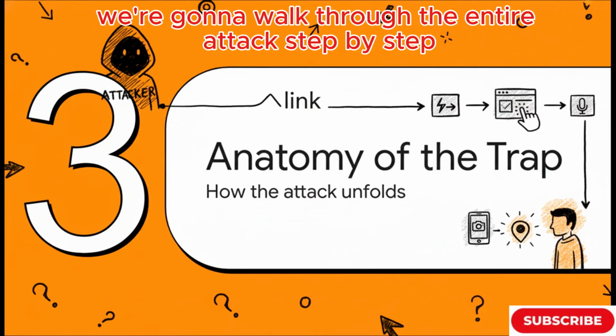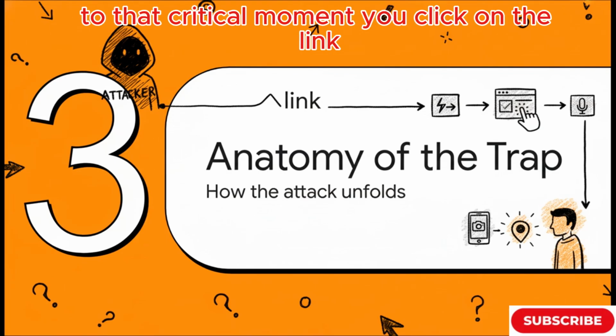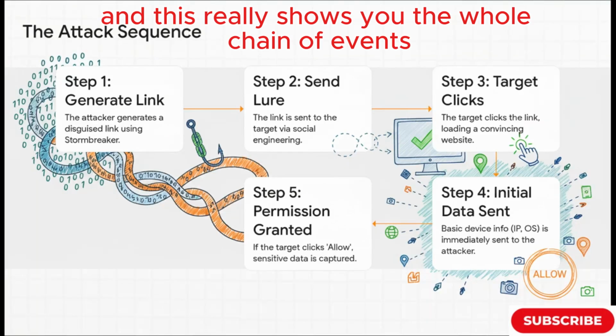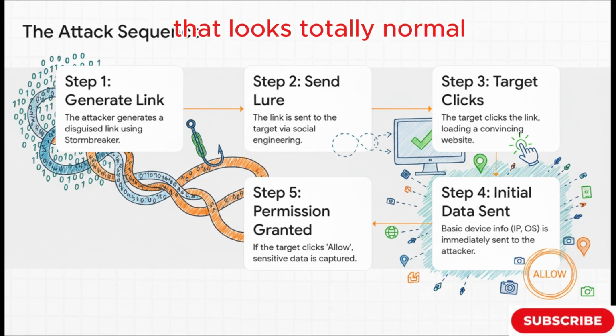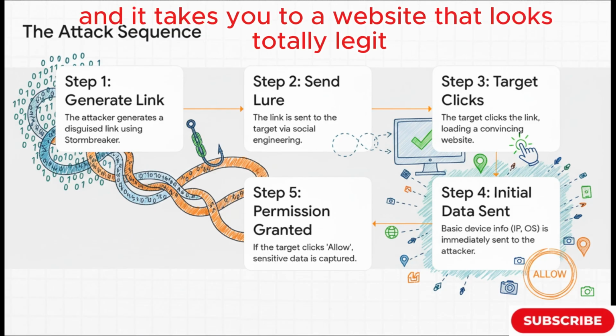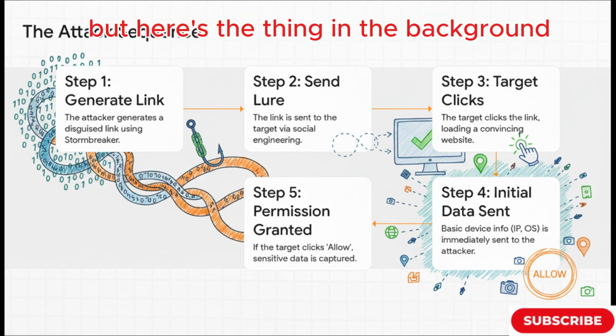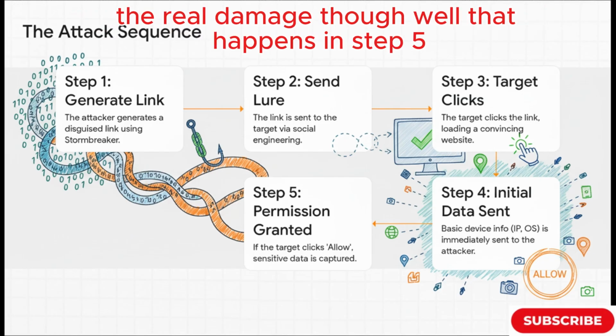We're going to walk through the entire attack step by step, from what the attacker does on their screen to that critical moment you click on the link. And this really shows you the whole chain of events perfectly. It all starts with the attacker creating a link that looks totally normal. Then they send that link to you. You click it, and it takes you to a website that looks totally legit. But here's the thing. In the background, your device is already sending info back to them. The real damage, though, well, that happens in step 5.